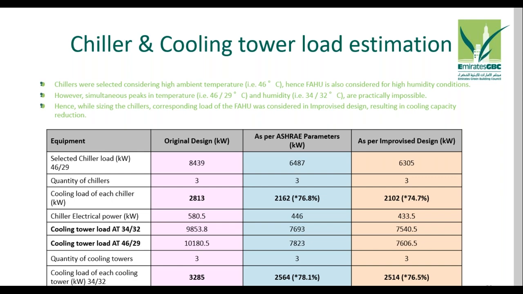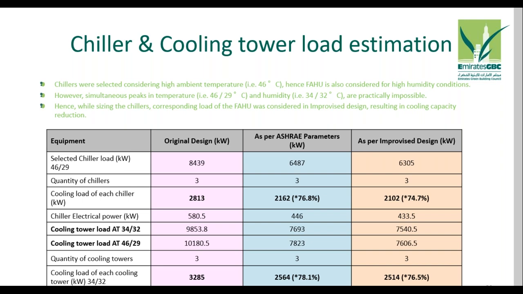37, 33, 37 or 37, 33, 38 as condenser water in and out temperature, or cooling water in and out temperature. As we are selecting cooling towers for high humid conditions, 34-32, at that time the peak load is not optimized to the level of 46-29. So as we are selecting the cooling tower for 34-32, the load can be at 7540, which is almost 70 kilowatt lower than the peak of that.